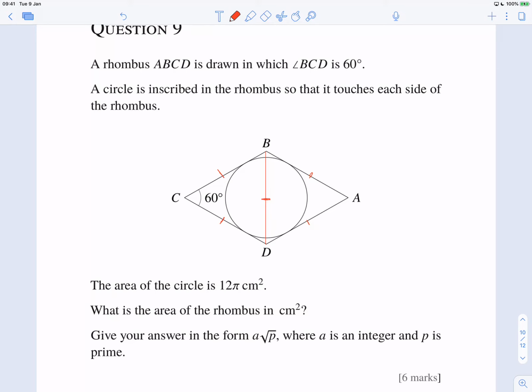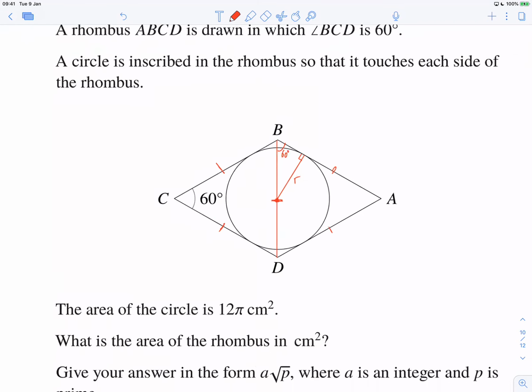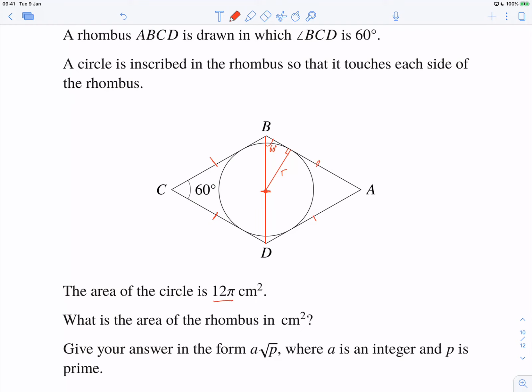So that means we've got 2 equilateral triangles sticking out. And if the circle just touches each side of the rhombus, that means from the center of the circle to where the circle touches the rhombus is perpendicular, so that's 90. I know this angle here is 60 degrees, and I want to work out this radius of the circle. Well, I'm told the area of the circle is 12 pi, so that means the area of the circle, pi r squared, equals 12 pi. So that means 12 equals r squared, and the square root of 12 is the square root of 4 times the square root of 3, which is 2 root 3. So actually, we've got a 2 root 3 here.